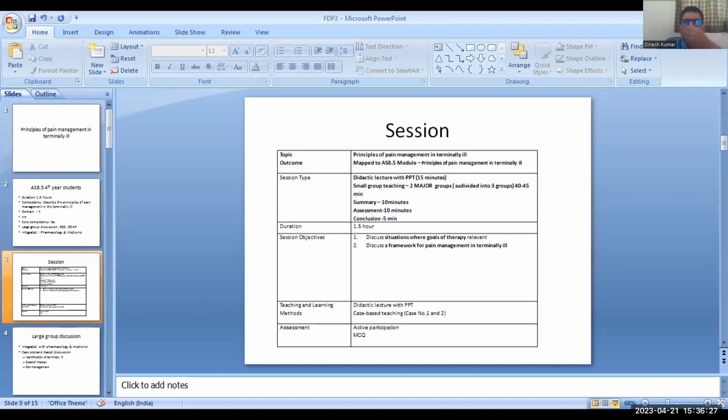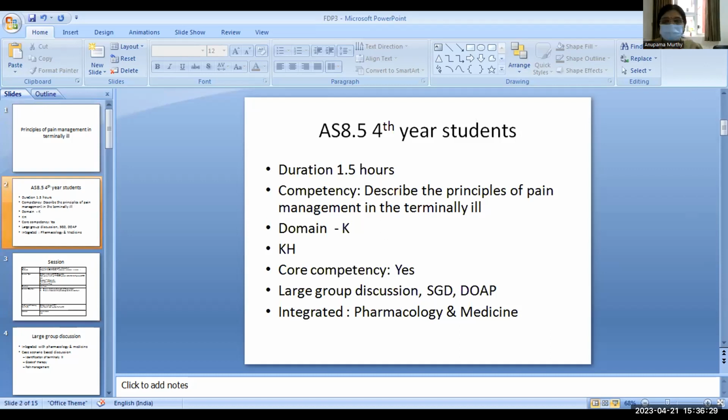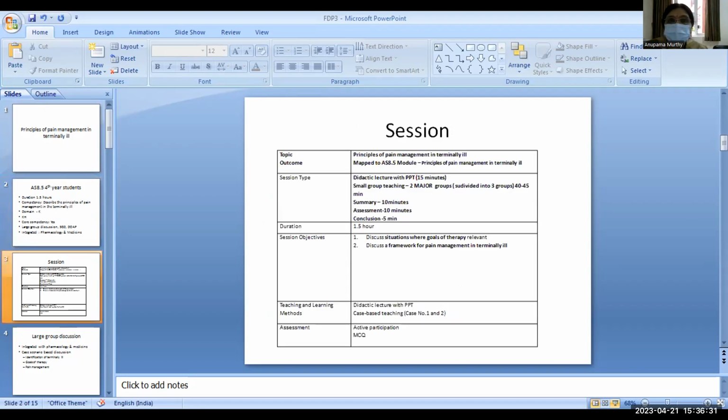Okay, fine. Now we have done with the integrated teaching format, and this session's topic is principles of pain management in terminally ill. The outcome we have already mapped as AS 8.5 module. The session type is a didactic lecture with PowerPoints, which will be for 15 minutes, wherein we have a recap because these are 4th year students.